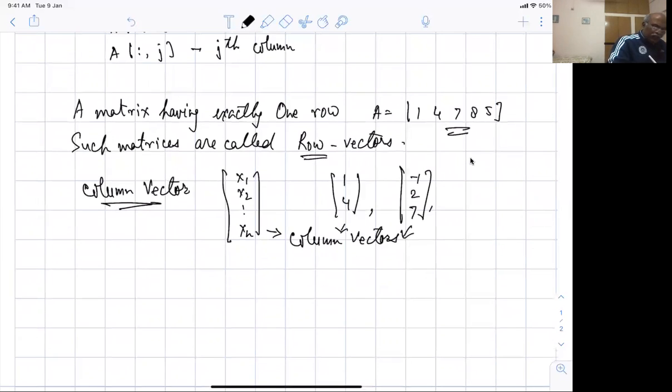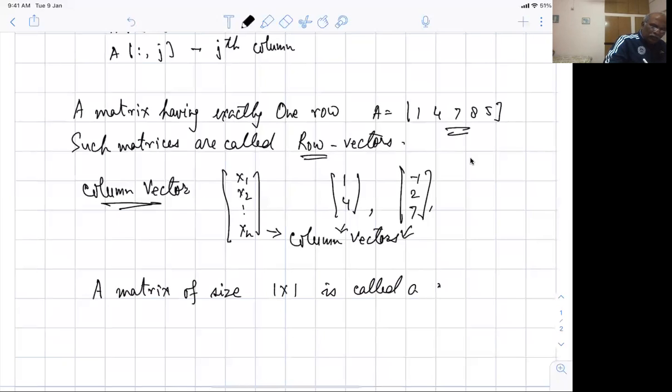Then we have this notion of what is called a 1 cross 1. So a matrix of size 1 cross 1 is called a scalar, and we remove the brackets.